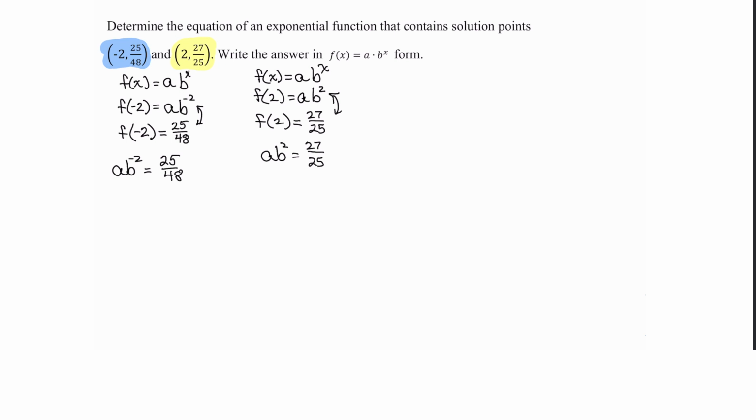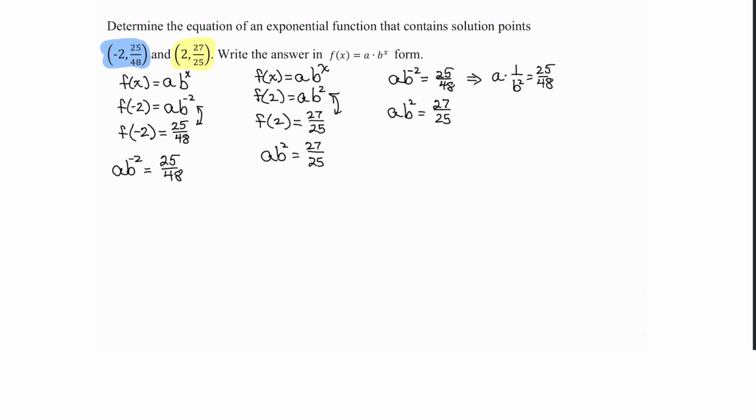So now I have these two equations that I want to solve. A times b to the -2 is 25/48, and a times b squared equals 27/25. Now these equations are not linear, but I can still solve them by substitution. Let's take this first equation and solve it for a. So remember, b to the -2, well, a negative exponent is a reciprocal, so that's a times 1/b squared is equal to 25/48.